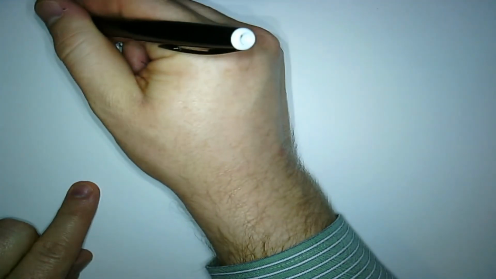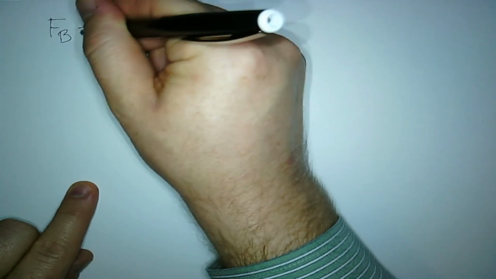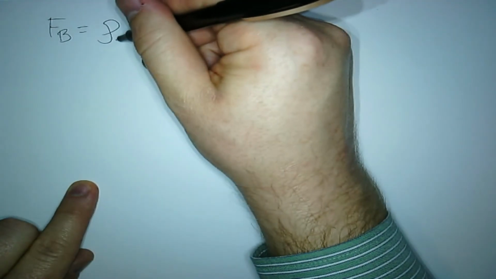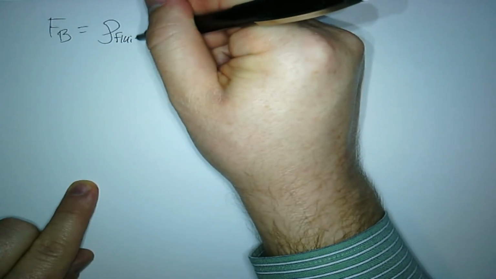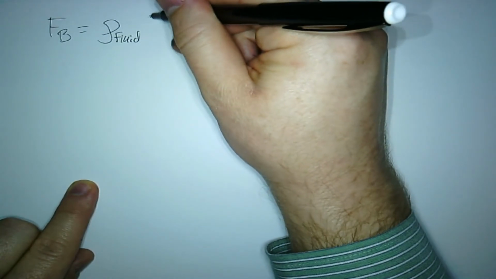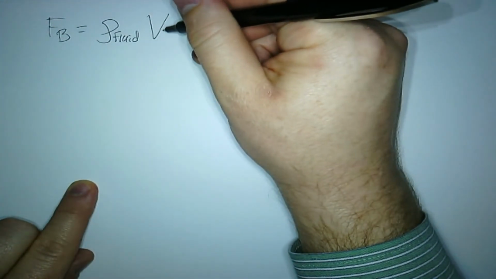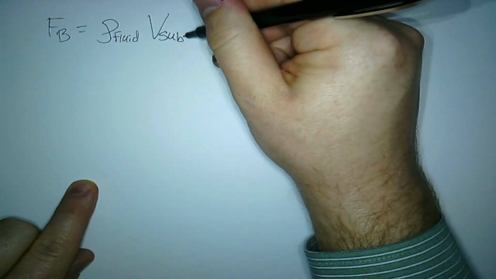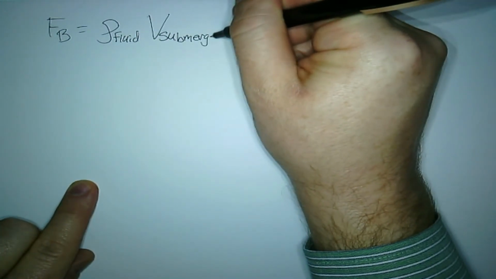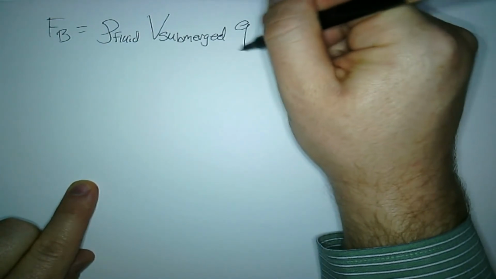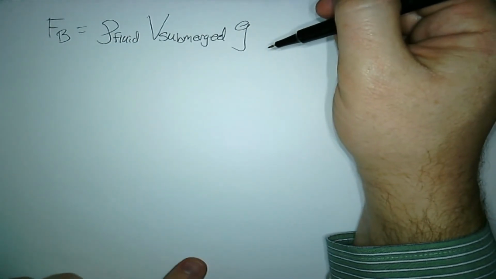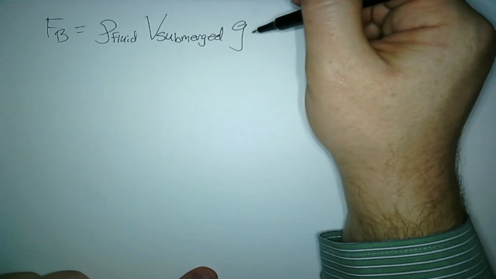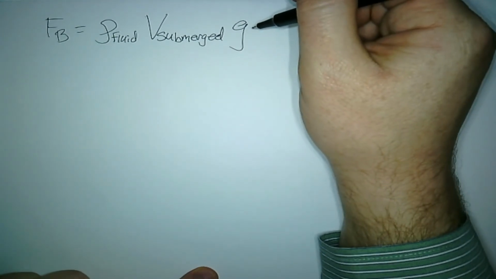So let's talk about that buoyant force equation. The equation for the buoyant force is going to be the density of the fluid times the volume of the submerged portion of the object times acceleration due to gravity, which is 9.8 meters per second squared. You should be familiar with that.